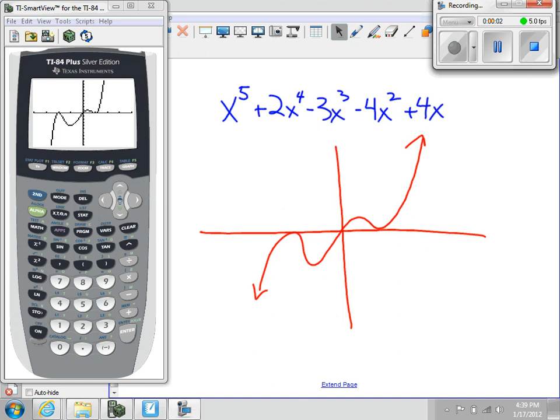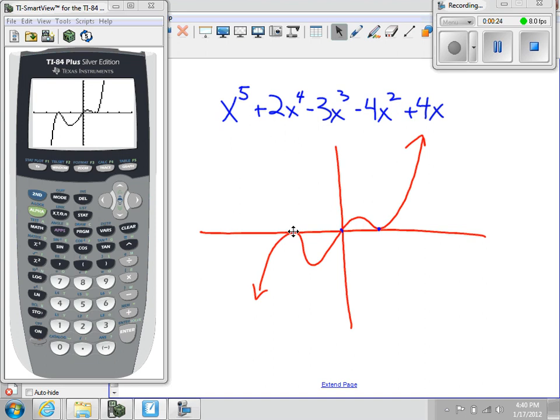Now let's talk about finding the zeros in this polynomial. We're going to use the calculator to do this too. And I look at my TI, and it appears that I have 3 zeros. It appears that I have one right there, one right there, and one right there.